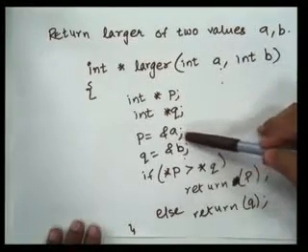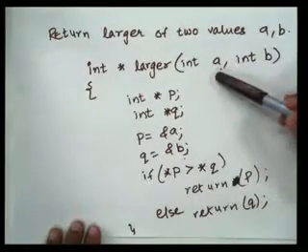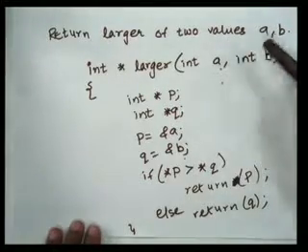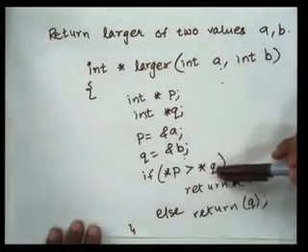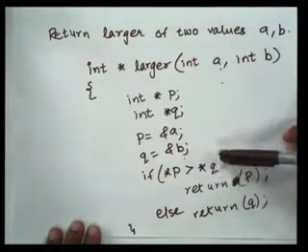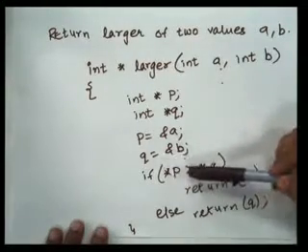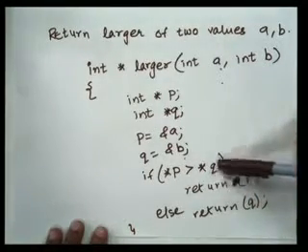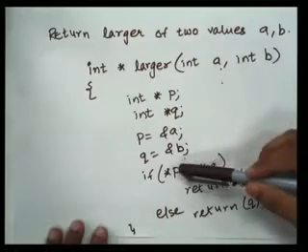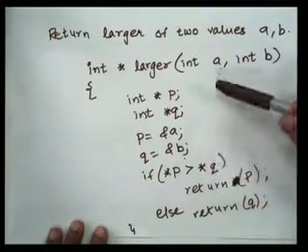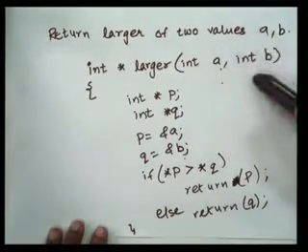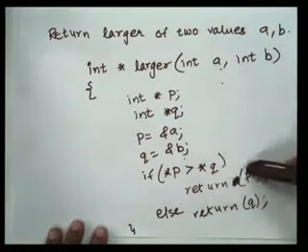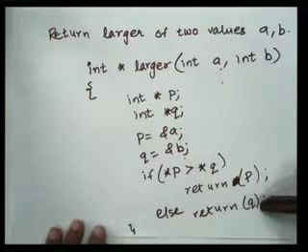p = &a, it will point to the address of a. q = &b, it will point to the address of b. Now I am going to compare these two values, because I want to return the larger value. So to compare, I write if *p is greater than *q, right? What should it return? It is understood that the value of a is greater than b, so I return p, because I want to return the address, that is the pointer. Else it will return q.